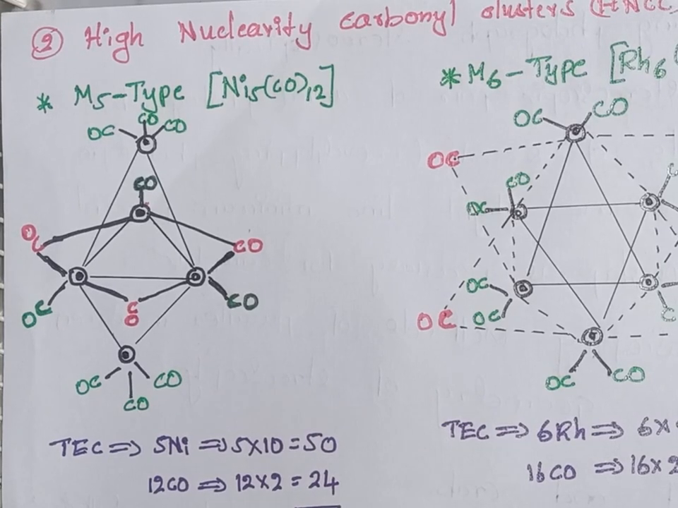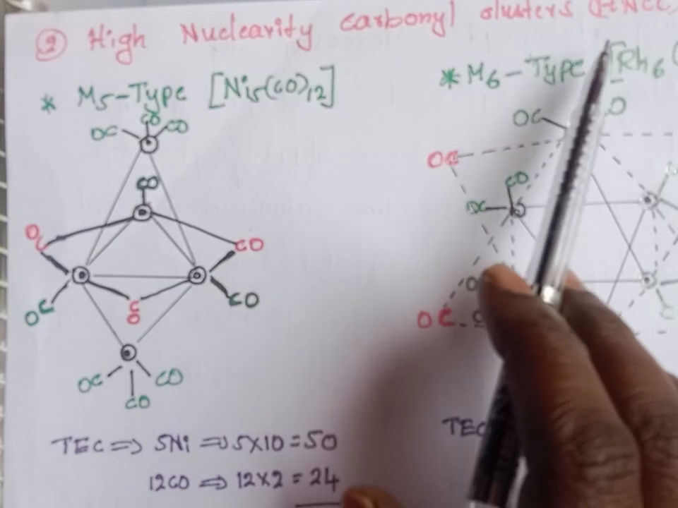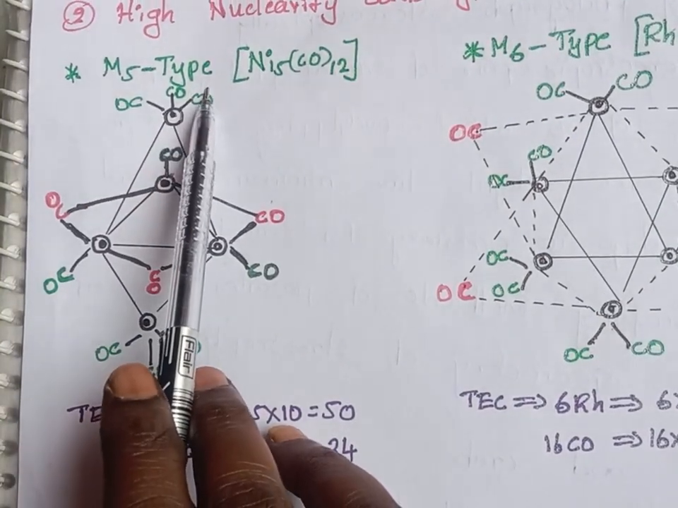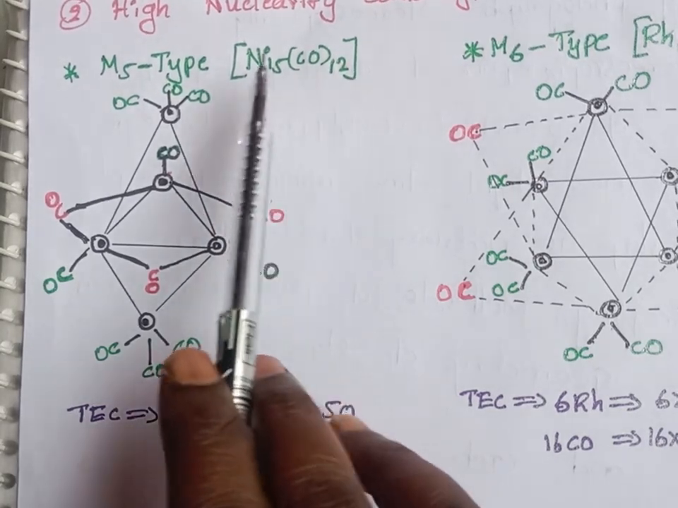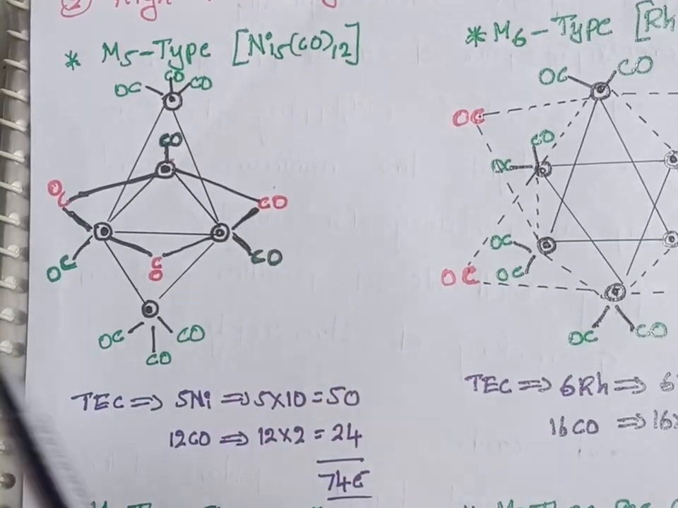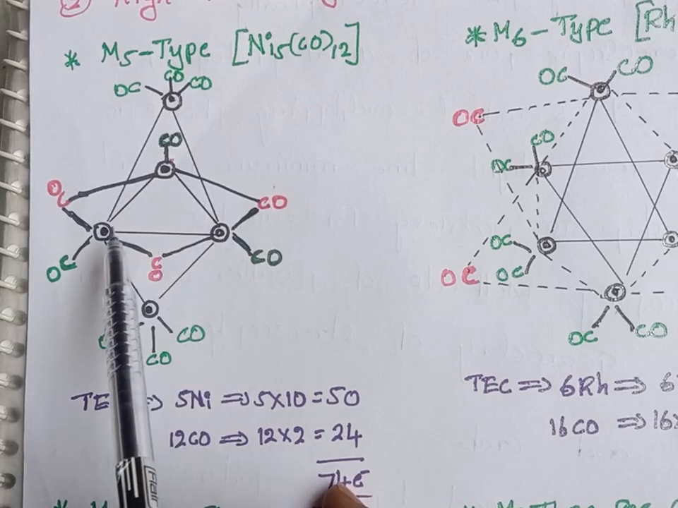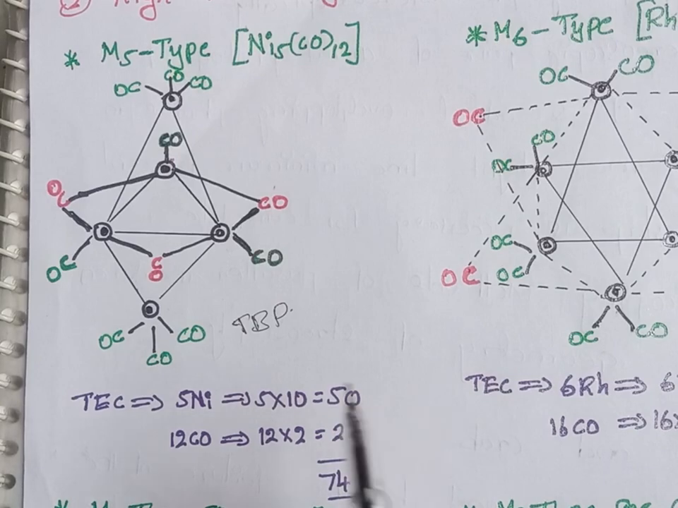Everyone, in our earlier video we have seen what metal carbonyl clusters are, how they form, and we have seen the structures of low nuclear carbonyl clusters, right? Now we're going to see high nuclear carbonyl clusters. So the M5 type is the Ni5(CO)12 nickel carbonyl cluster. Five metal atoms are linked with each other in a trigonal bipyramidal structure.